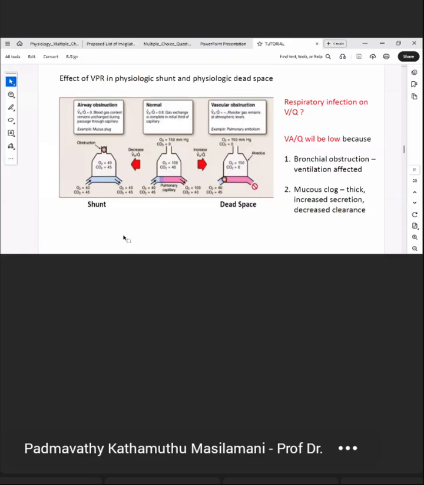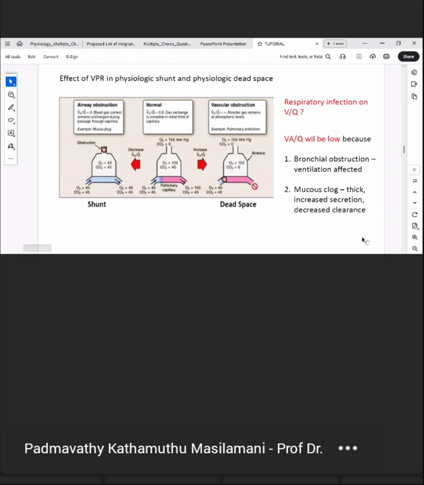But for any bronchial obstruction, anything that is narrowing the bronchioles, that is obstructive lung disease like asthma or chronic bronchitis and emphysema with airflow obstruction, the ventilation is not there. So for the VA by Q ratio, Q is normal, the perfusion is normal. So the VA, alveolar ventilation, is reduced, but perfusion is normal. So the ratio is 0. The ventilation is not there, so VA by Q is 0. So any obstructive condition you can write. That is the reason for physiological shunt.